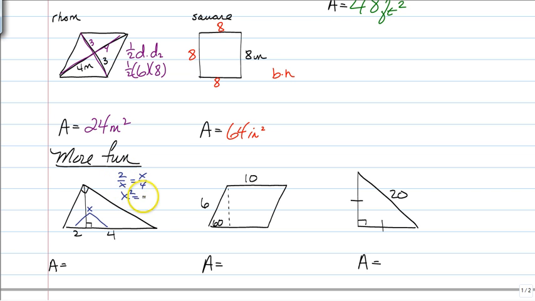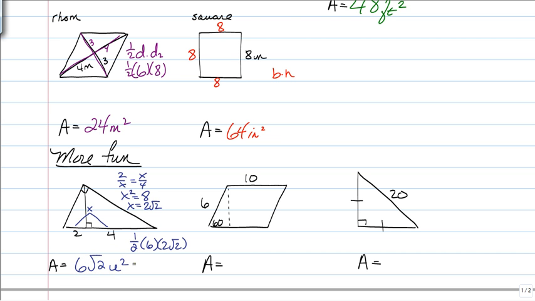So x squared is equal to 8. So x is equal to 2 root 2. So now you have the height. So now we're going to do 1/2 of your base times your height. And we're going to get an area of 6 root 2 units squared.